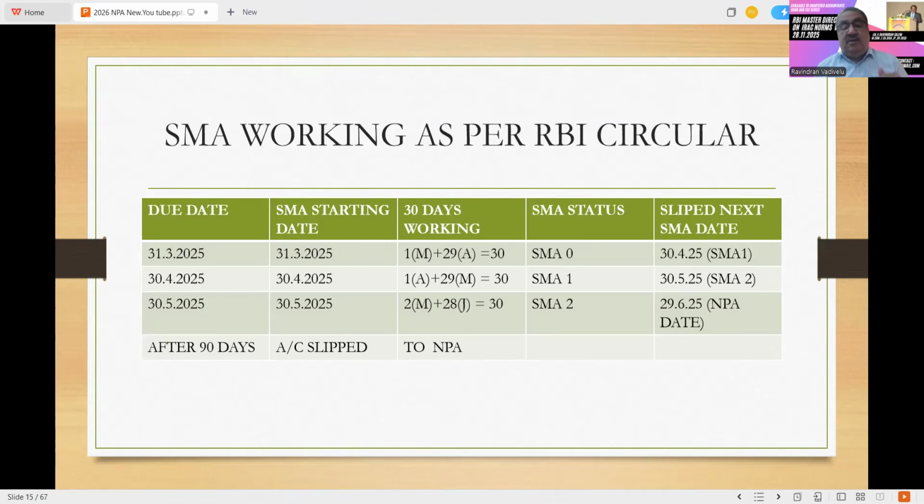Please go through it. So SMA 0, first 30 days, SMA 1, next 30 days, and SMA 2, next 30 days. So 90 days end. So on the 91st day, that account will become NPA. This is the SMA working as per the RBI circular. And the chartered accountants have to give a specific certificate with reference to SMA.